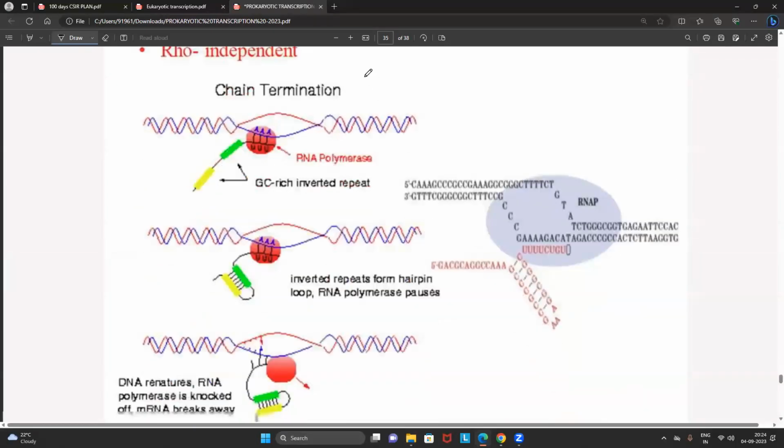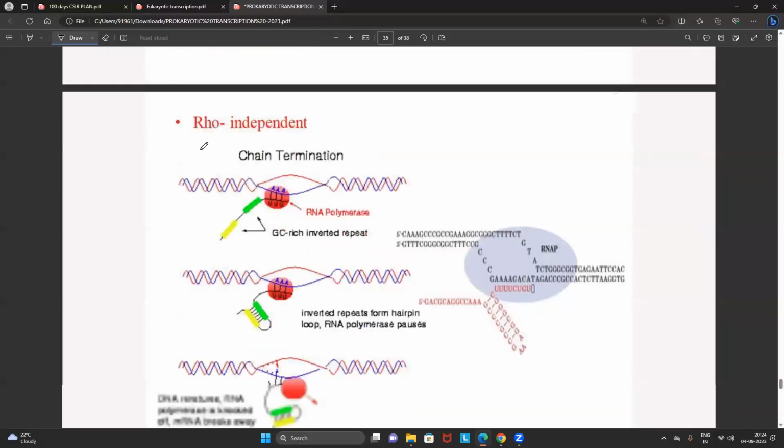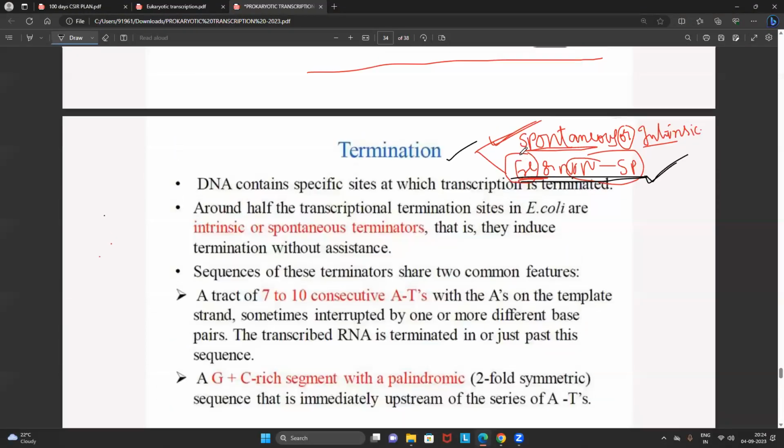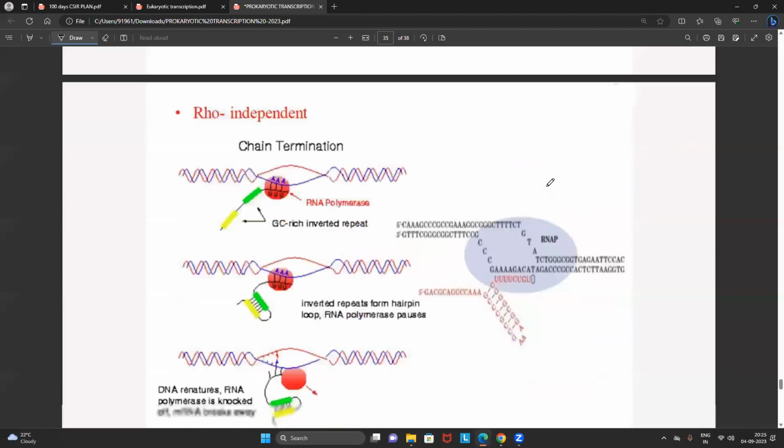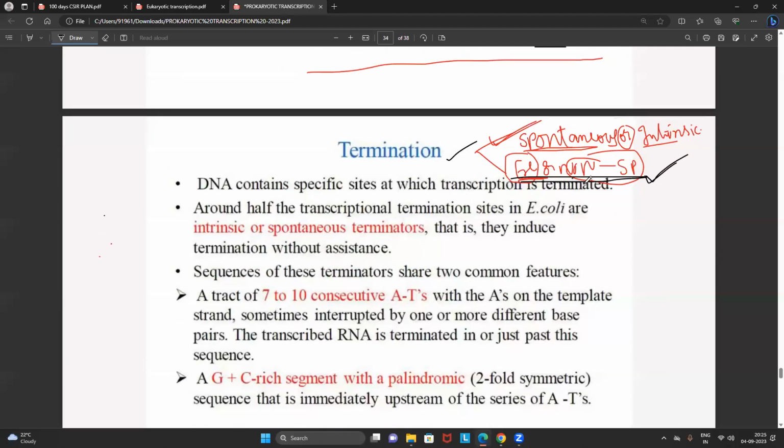Okay, now look into the picture correctly, all the students. There are two types of termination: extrinsic and intrinsic, spontaneous or non-spontaneous. I hope you remember, right? Extrinsic means, as I told you, it has to use some protein. Do you know the name of that protein? Rho protein. So that's the reason, friends, extrinsic termination is also called rho dependent termination.